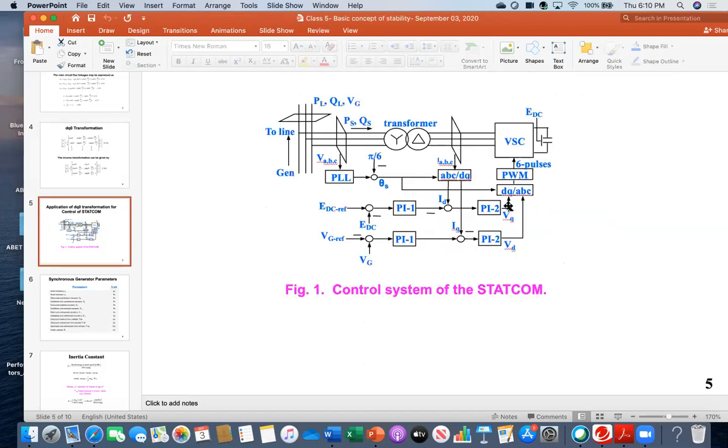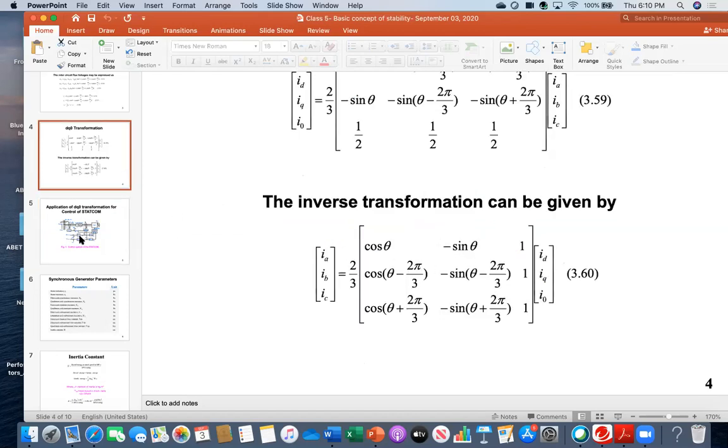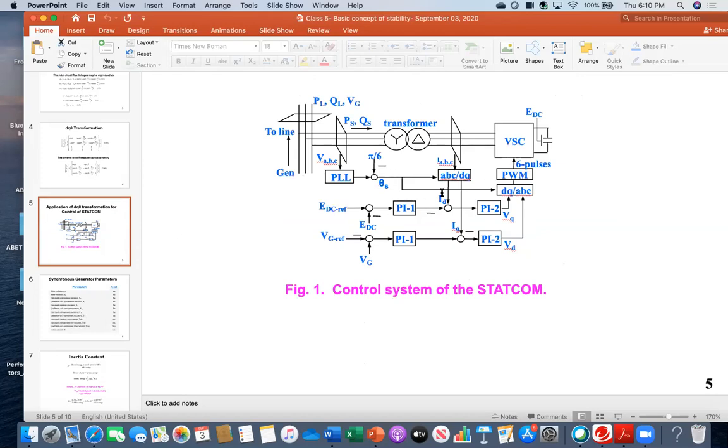That is being done, and then again you need the theta here. You see, in this equation also there is theta. That's why again that theta is coming from here. The same theta is going there and this theta is going here also. And then what you got? You got from DQ into ABC, the actual components. And then you apply the PWM, pulse width modulation technique. It will produce 6 pulses and it will trigger the 6 IGBTs or 6 GTOs, gate turn-off thyristors, or insulated gate bipolar transistors, which are placed inside the VSC.